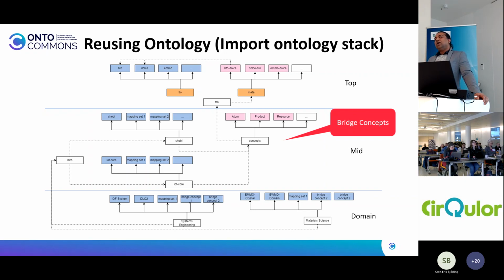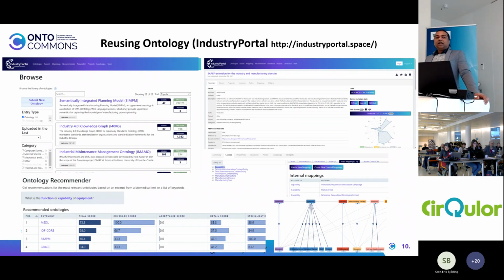But then to use the ontology for your application, you need to use this import stack so that you have a link to the top level ontologies wherever you are. For that, it is good to use some tool, because the import structure is a little bit complicated. So we already host it, and it is called the Industry Portal. There are many ontologies there, right now around 100, where you can search and find a suitable ontology, one or more as you require.